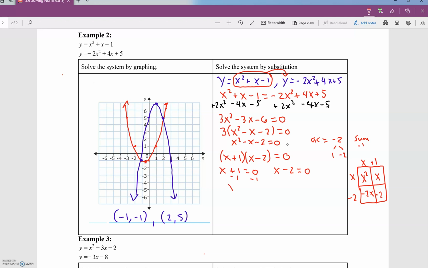Subtracting a 1, adding a 2, all right, but we're not done because with each x value we have to have a y value to go with it. So we're going to plug back into one of the equations. It doesn't matter which one, so I'm going to pick the first one because it's a little easier. And I'm going to find the y that goes with it.